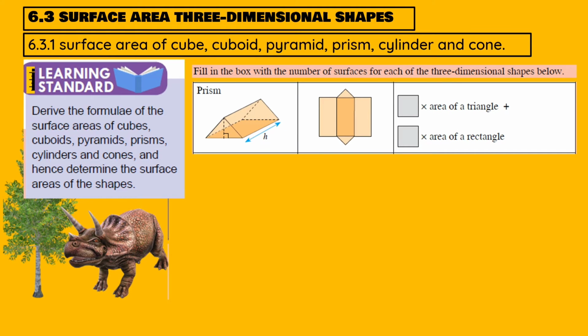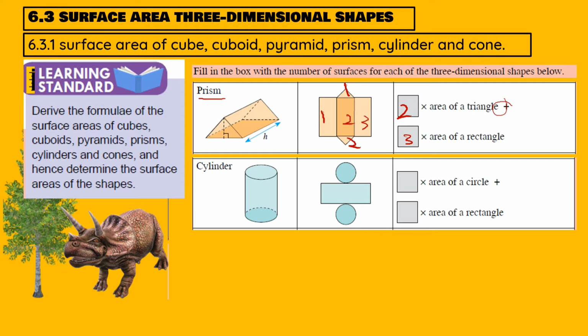Next is a prism. This is the net of a prism. Okay, there are 1, 2 areas of a triangle plus how many areas of a rectangle? 1, 2, 3. 3 areas of a rectangle. 2 areas of triangle plus 3 areas of rectangle, you will get the surface area of a prism.